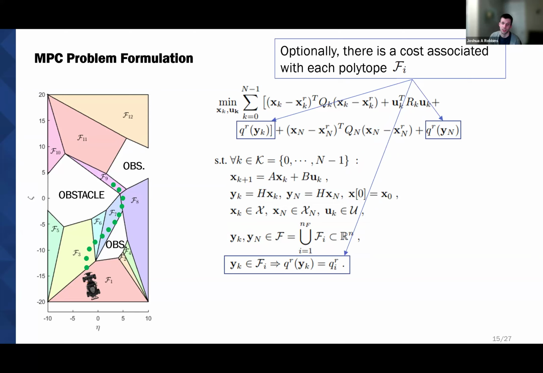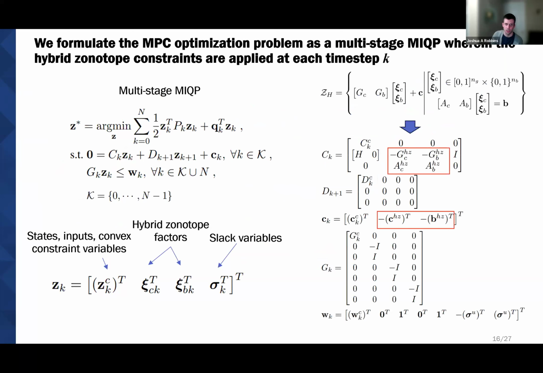And optionally, there's a cost associated with each of these polytopic regions Fi. We would do this, for instance, for risk-aware planning. So for instance, if we wanted to penalize motion plans that pass through a certain region of the obstacle-free space. So we take that MPC problem and we formulate it as a multi-stage MIQP, wherein the hybrid zonotope constraints are applied at each time step K. This multi-stage MIQP is defined as shown on the top left side of the slide here.